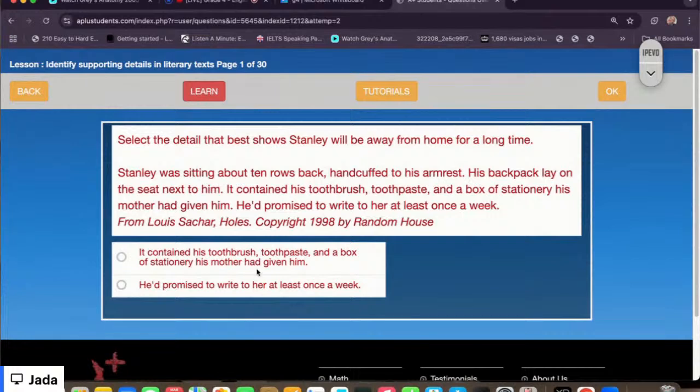Alright, so it contains his toothbrush, toothpaste, and a box of stationery his mother had given him. He had promised to write to her at least once a week. So, which of this is correct here? What do you think?